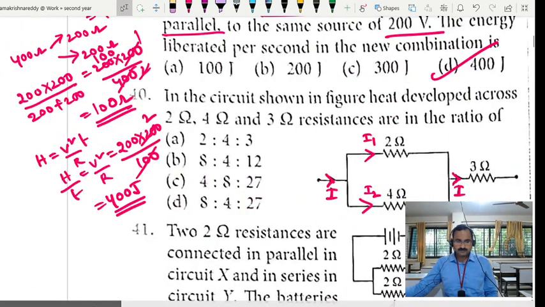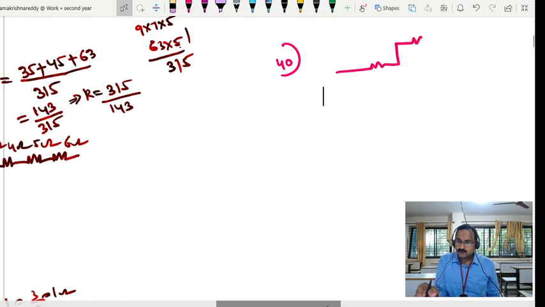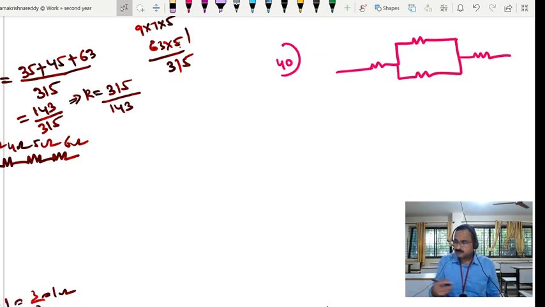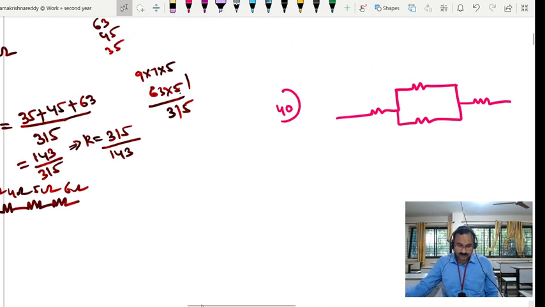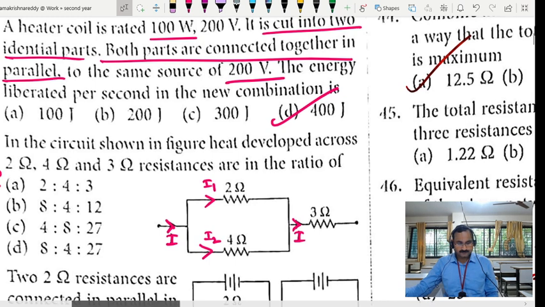That is question number 40. I am taking the figure clearly, because for that we have to solve the solution, and everything we have to explain properly. So that's why I am taking the side diagram of that. What are the values of that? 2, 4 and 3.